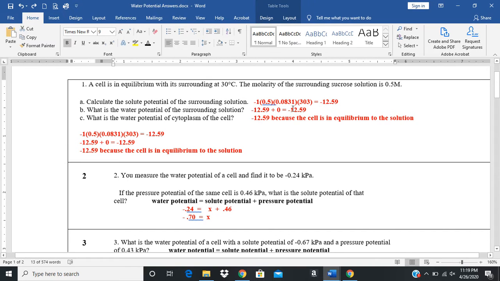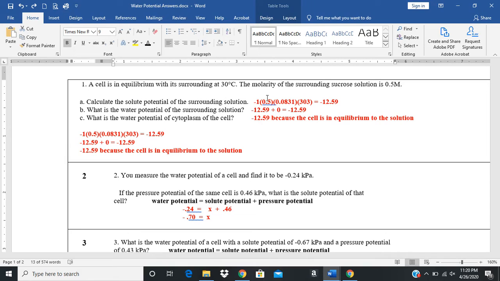Now, the water potential of the surrounding solution. Water potential is your solute potential plus your pressure potential. Since it's in a solution, unless there's pressure given to it, we always assume it is an open system, so there's no pressure. Therefore, the water potential and the solute potential are the same.